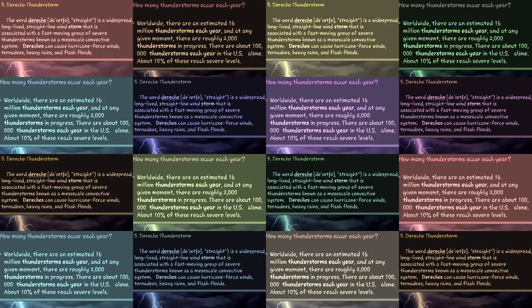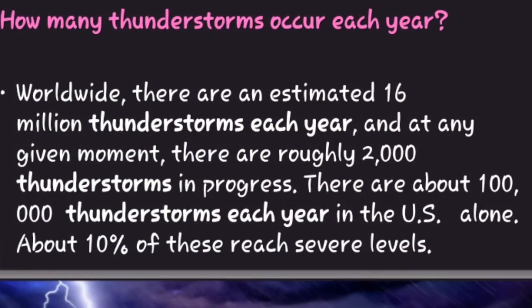So how many thunderstorms occur each year? Worldwide, there are an estimated 16 million thunderstorms each year, and at any given moment, there are roughly 2,000 thunderstorms in progress. There are about 100,000 thunderstorms each year in the US alone. About 10% of these reach severe levels.